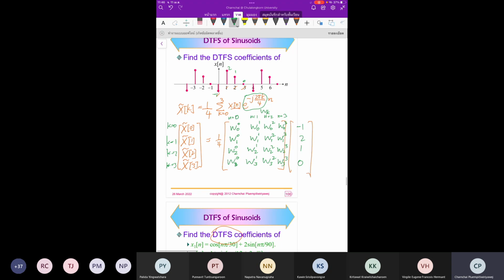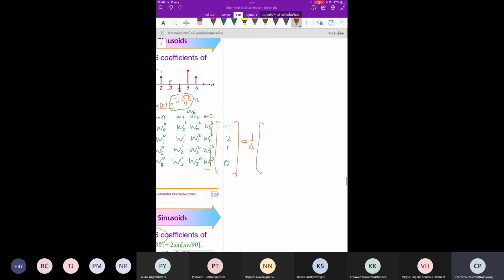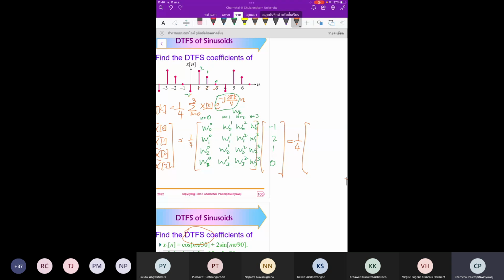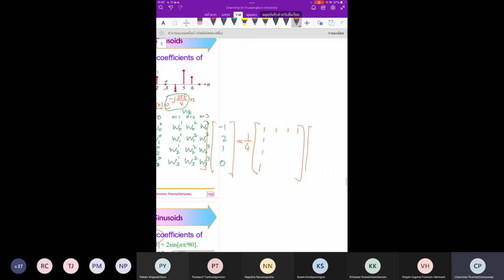Okay, the question is how you calculate the W, right? That's 1/4 times what's W00. If K is 0 or N is 0, it's a 1, right? So you got 1 1 1 1. K 0 is 1 1 1. Okay. -1 to 1 0.